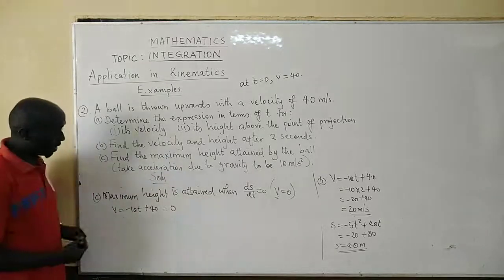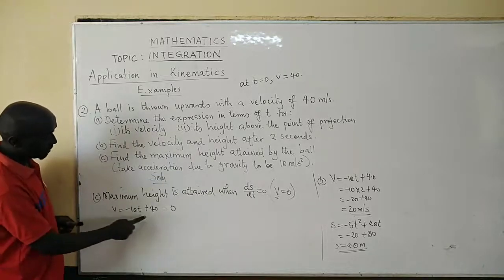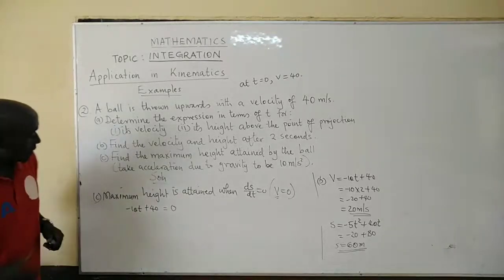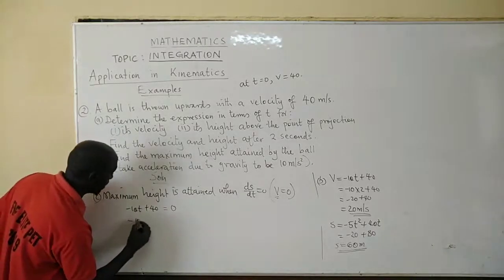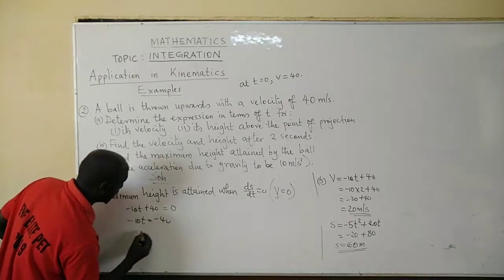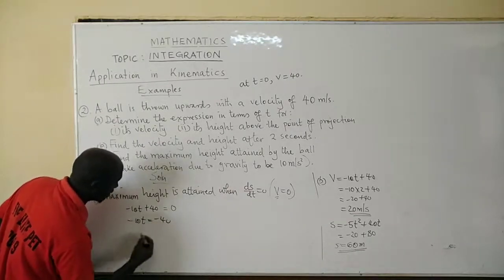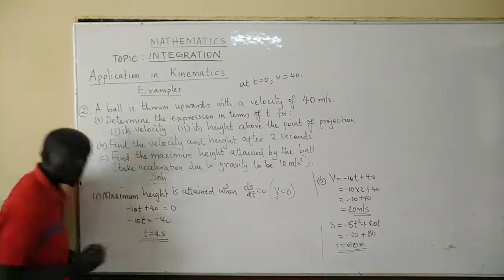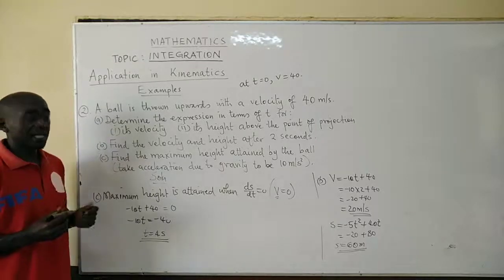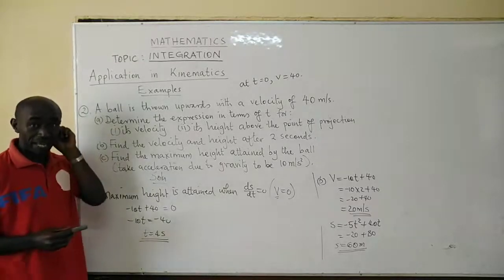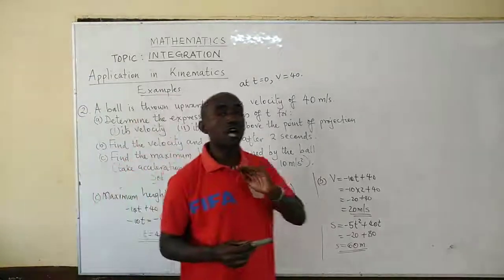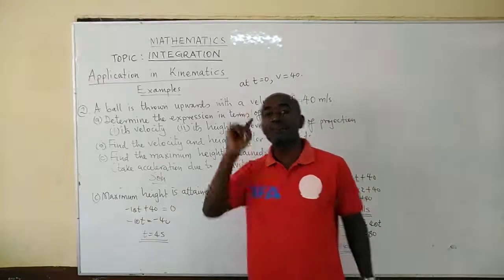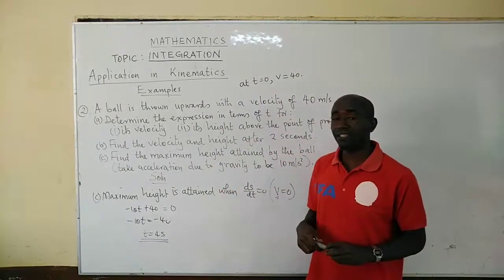So we solve this equation now. Negative 10t plus 40 is equal to 0. If you solve that, you'll get negative 10t is equal to negative 40. Negative and negative cancel, divide by 10 by 10, so t is equal to 4. So the maximum height is obtained at t is equal to 4, meaning after the body is thrown upwards, after 4 seconds, that is when the maximum height is obtained.